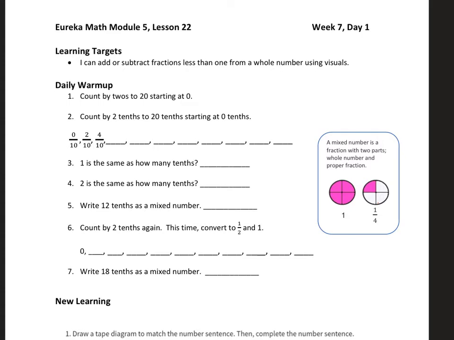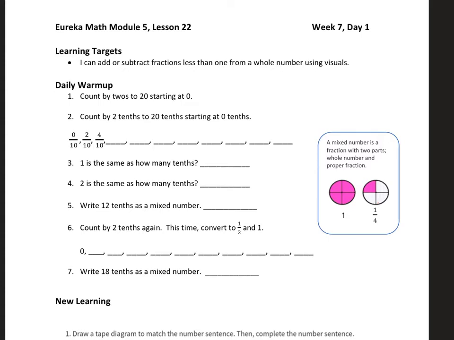So for our daily warm-up, first it just wants you to count by 2s to 20, starting at 0, okay? So you can go ahead and do that. I know that we know how to count by 2s: 2, 4, 6, 8, 10, 12, 14, 16, 18, 20. All right, then now we're going to count by 2 tenths to 20 tenths, and we're going to start at 0 tenths. So we have 0 tenths, 2 tenths, 4 tenths.